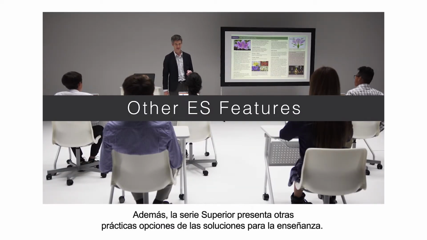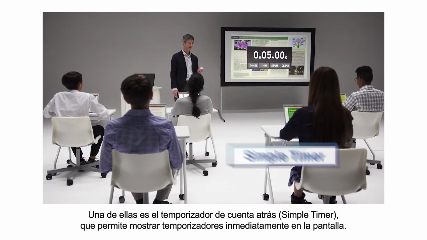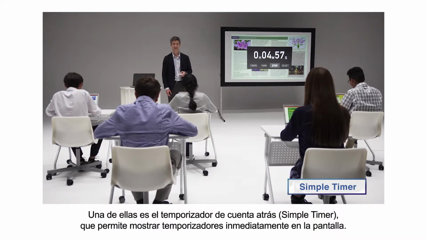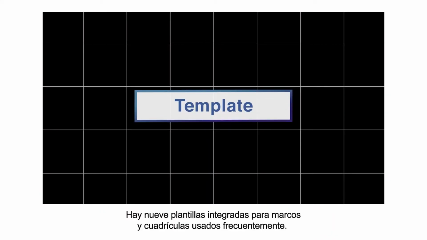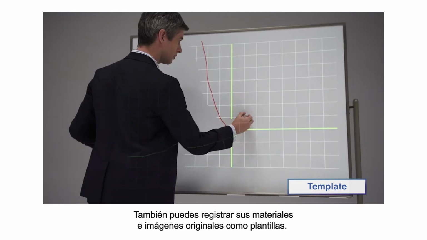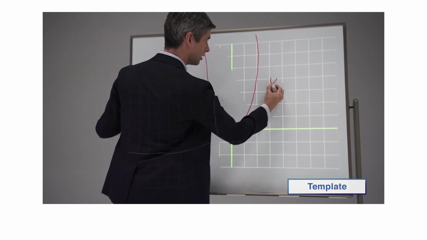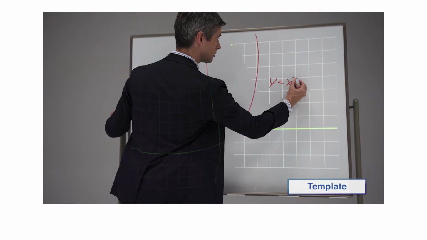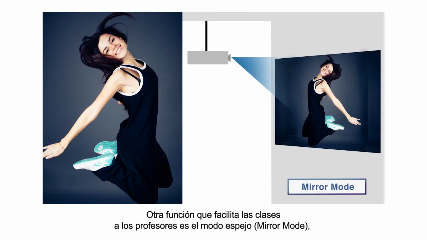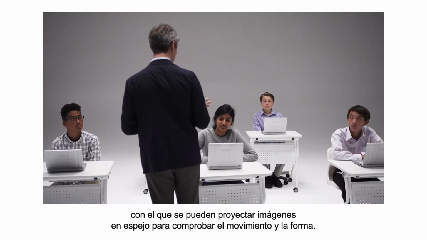In addition, the Superior series has other convenient ES features. One is called Simple Timer, which can display timers immediately on the screen. There are 9 built-in templates for often used borders and grids, and you can even register your original materials and images as templates. Another function that makes lessons more convenient for teachers is mirror mode, which can project mirror images to check movement and form.